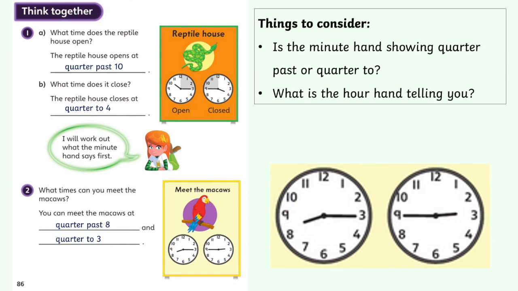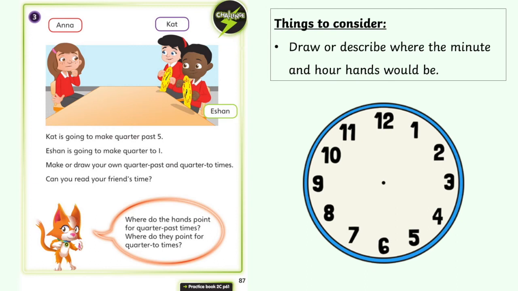And finally, our challenge. Now you're going to need a piece of paper and something to draw around for this. It would be very helpful if you were able to have an adult perhaps help you to draw a clock accurately, but if not, have a go just on the screen or have a go describing where the minute and hour hands would be in these times. So over here in the question, Kat is going to make 5:15, Ishan is going to make 1:45. Make or draw your own quarter past and quarter to times.